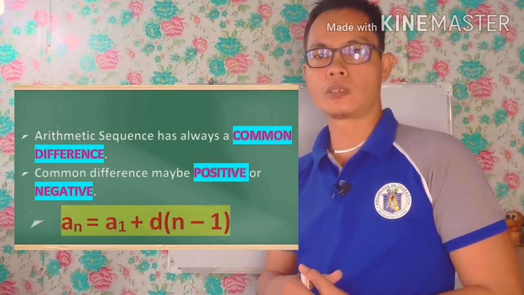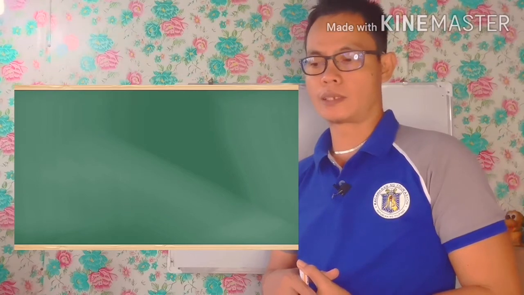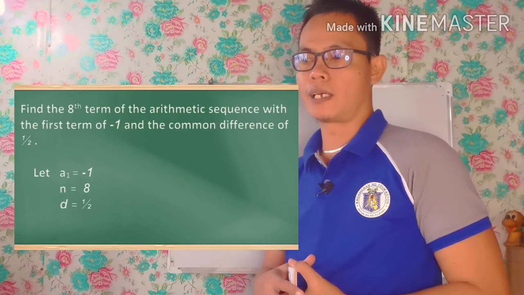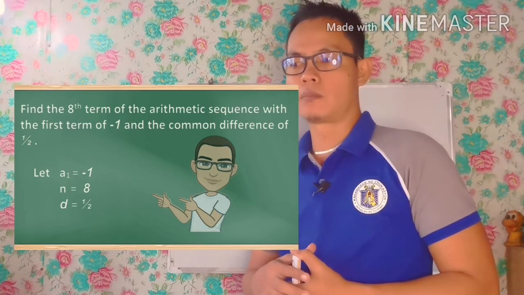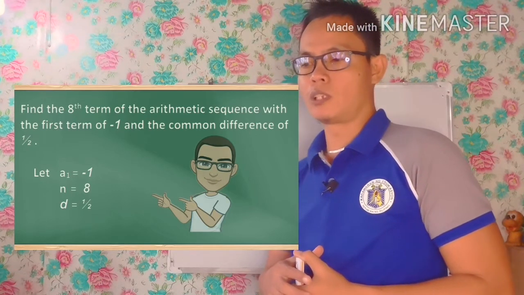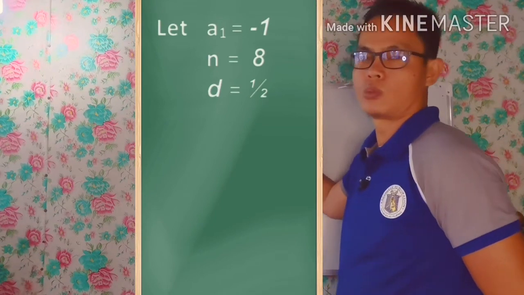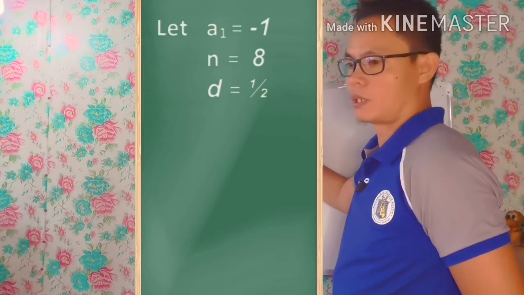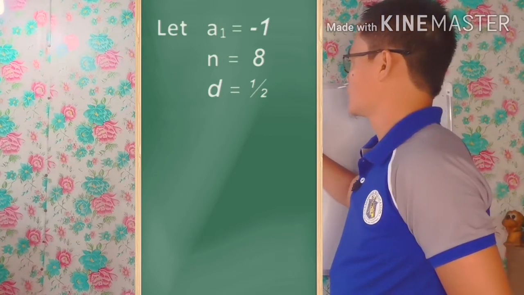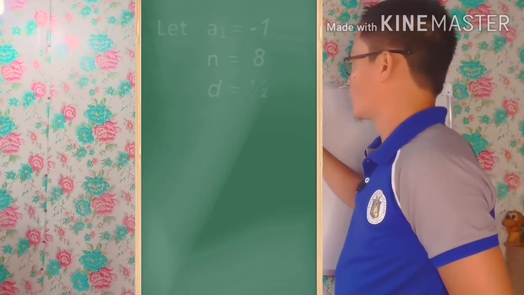In this section, we are going to have more examples about the arithmetic sequence. We have to find the 8th term of the arithmetic sequence with the first term negative 1 and a common difference of 1/2. Here is the solution. A sub 1 is equivalent to negative 1, which is the first term. The value of n is equivalent to 8, and the common difference is equal to 1/2.